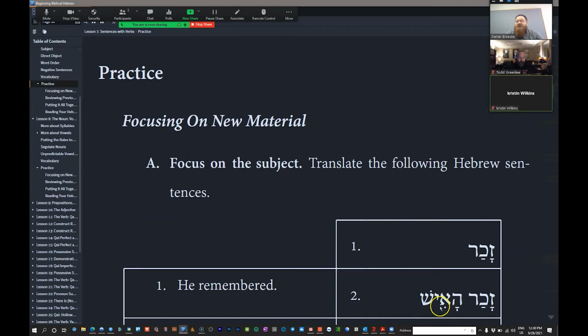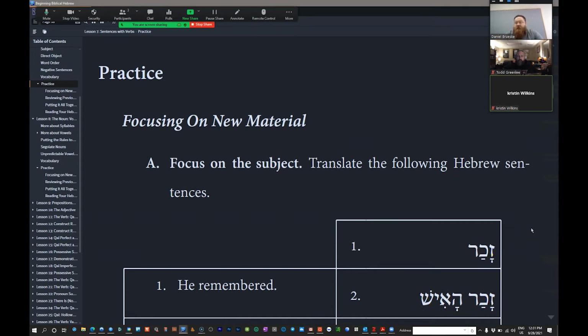But of course, we have to figure out what its function is in this sentence. And that's a great question, because in Hebrew, there's a couple options. Word order does not dictate what the function is. So this could be subject, because subject may come after the verb, or it could be the direct object. So this could be either the man remembered, or it could be he remembered the man. That is to say, someone remembered the man.